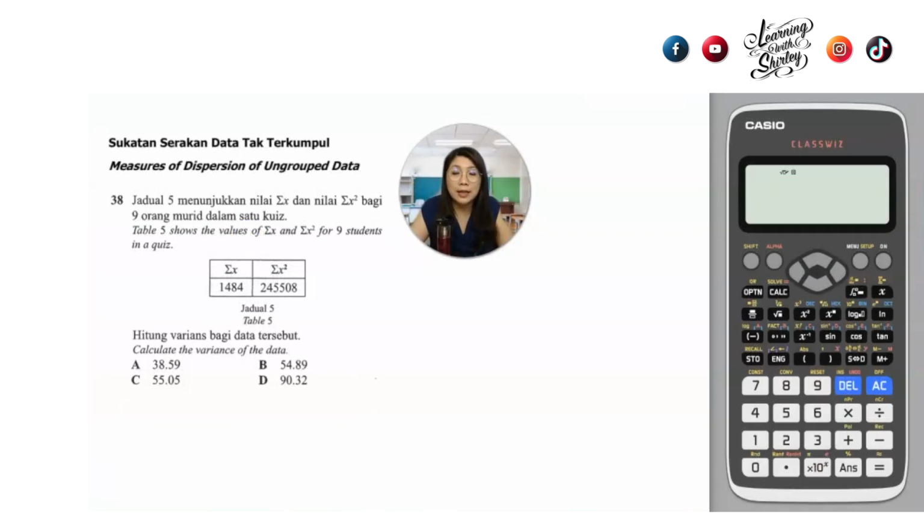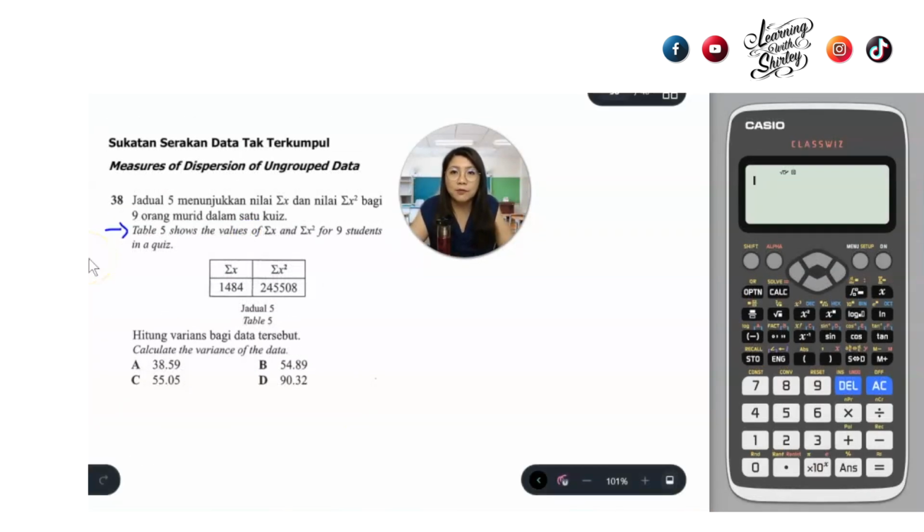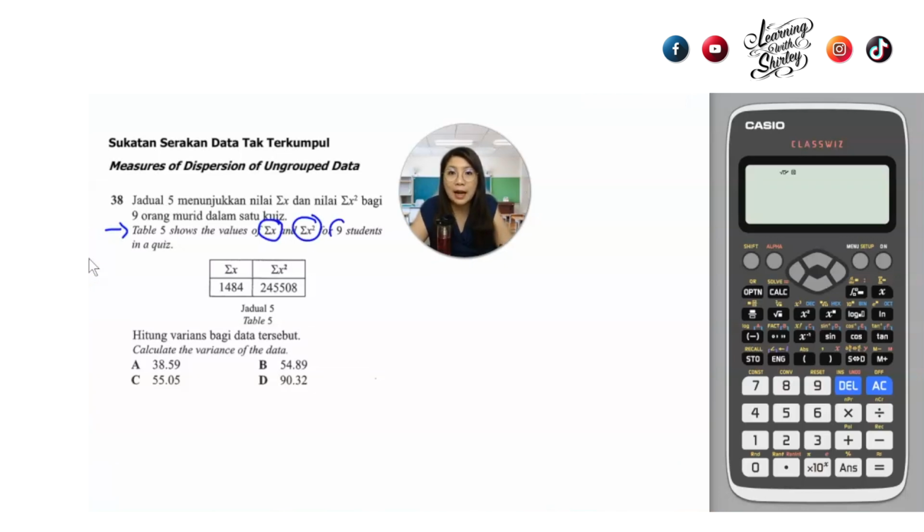Let's look at question number 38. Table 5 shows the values of the sum of x and the sum of x squared for 9 students. So they give you the sum of x, the sum of x squared. So n is equal to 9. Calculate the variance of the data. Okay, so this is ungrouped data.